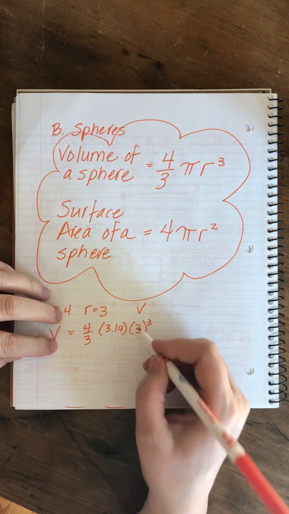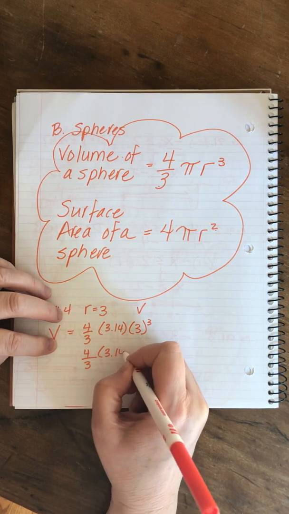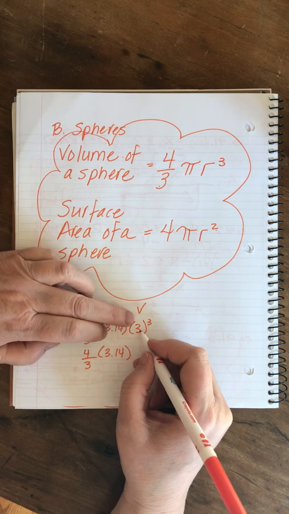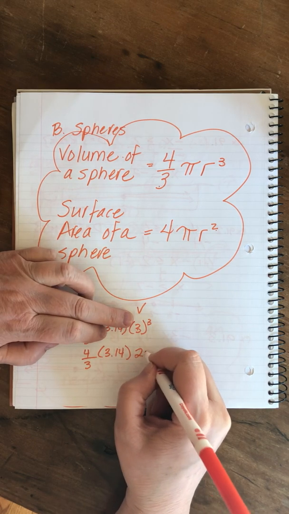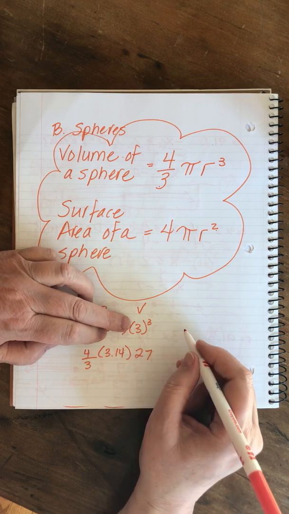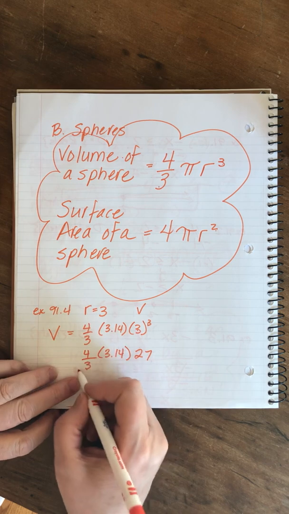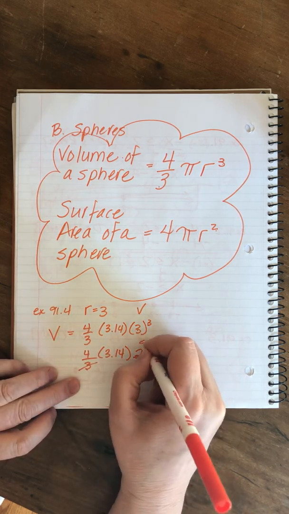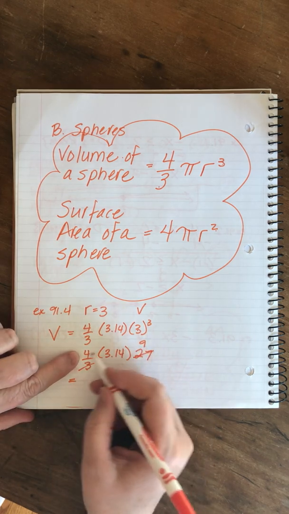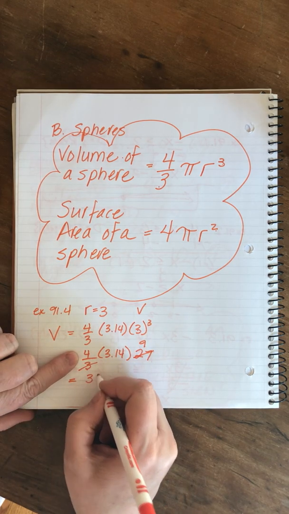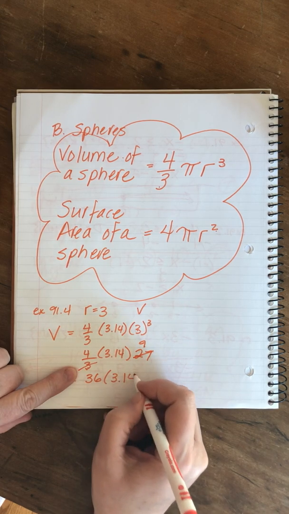Okay, so what I'm going to do first, I was just thinking of how I wanted to reduce this. Just to help, 3 to the third power is 27, right? 3 times 3 is 9, plus 3 more is 27, okay? Now, I can cancel this 3 against that 27, and it'll just be 9, right? So, now I'm going to multiply the 9 times the 4 and get 36. The denominator's gone, and I'm just multiplying it by 3.14.